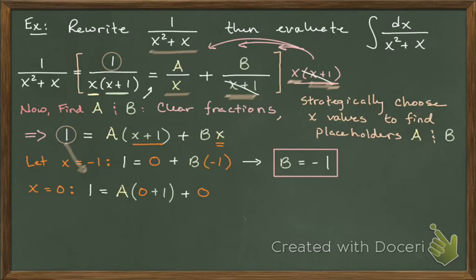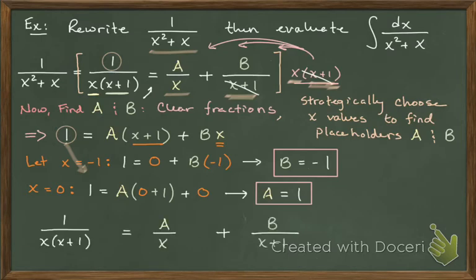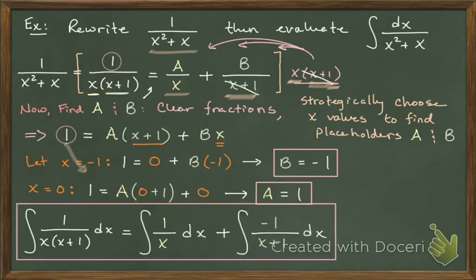So all of this gives me a times 1, or a equals 1. Okay? I'm almost done. I figured out that I can write my fraction, 1 over x times x plus 1, as a over x plus b over x plus 1. And I now know what a and b are. A is 1, b is minus 1. And all that's left to do is integrate everything with respect to x.